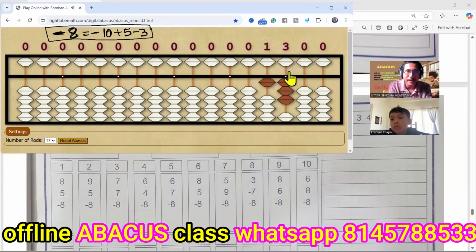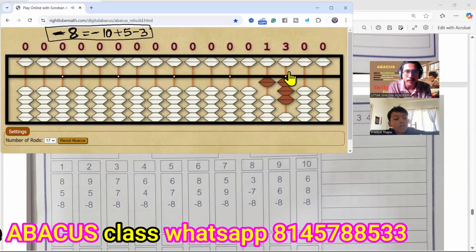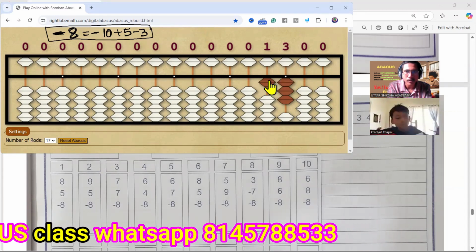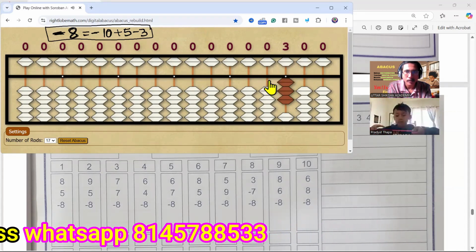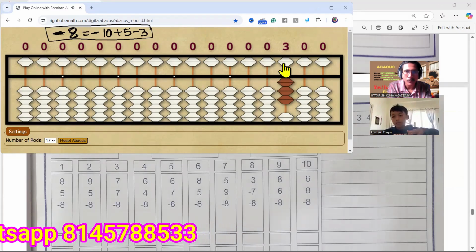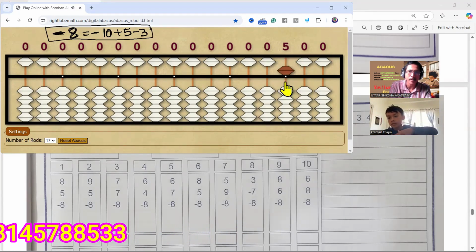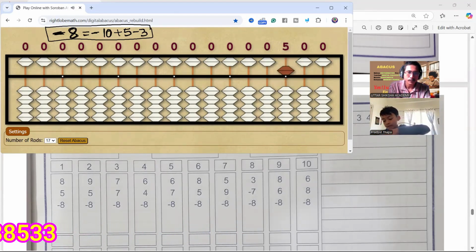Then minus 8. How will we do minus 8? Minus 8 is equal to minus 10 plus 5 and minus 3. What is the answer? 5. 5, yes.